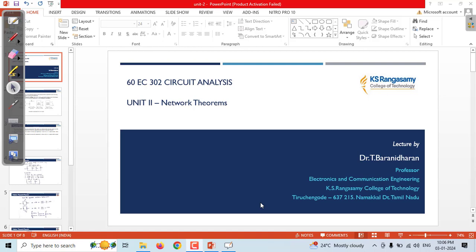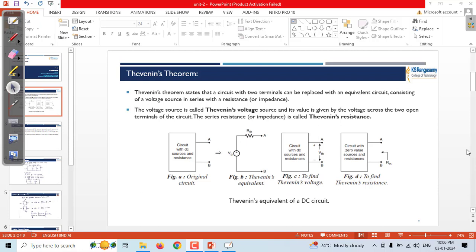Circuit analysis, network theorem. In this video, we are going to find out how to find the unknown current in the given circuit. There are many theorems available here. We are going to discuss one of them, Thevenin's theorem.